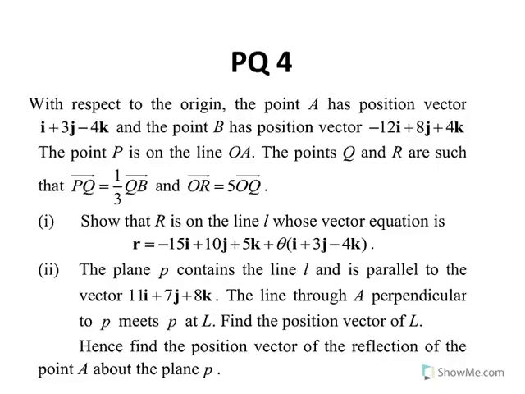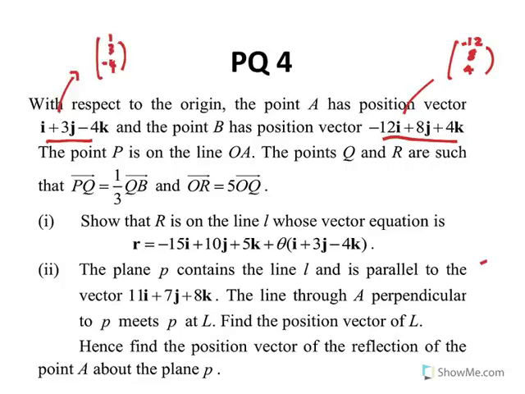Okay, with respect to the origin, this is quite a long question. The point A has position vector (1, 3, -4). The point B has position vector (-12, 8, 4). Right, so B is (-12, 8, 4), and point A is (1, 3, -4).